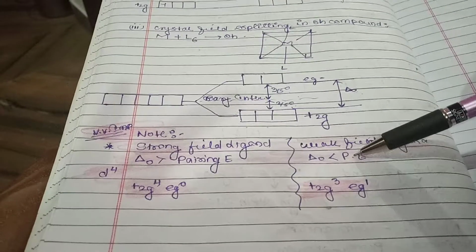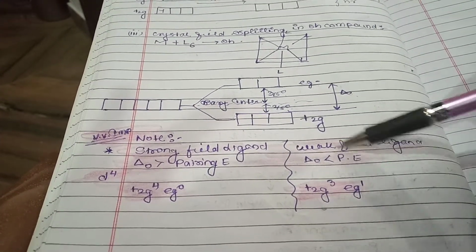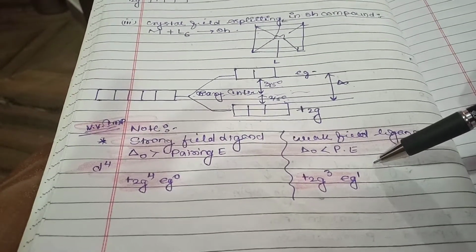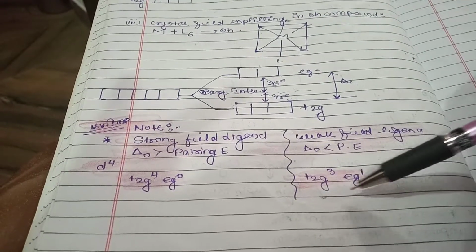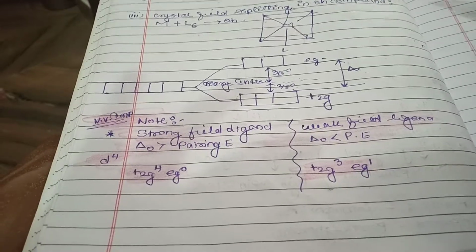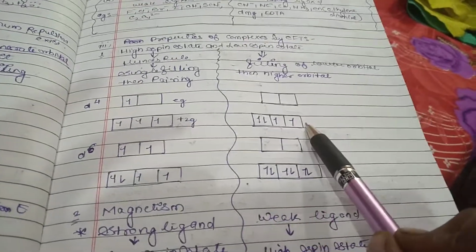Meanwhile, in case of weak field ligand, where the pairing energy is greater than delta O of the octahedral complex, firstly single filling will be there, then only pairing will occur. That is, in t2g, 3 electrons will be arranged and the 4th electron will move towards the eg orbital, as I had already represented in a diagrammatic manner in the property zone.